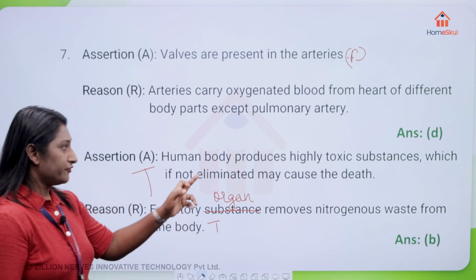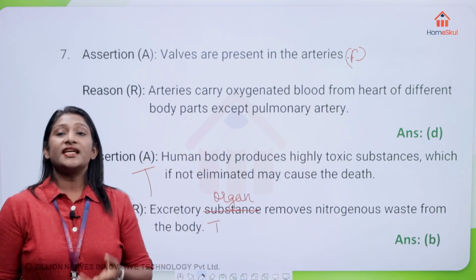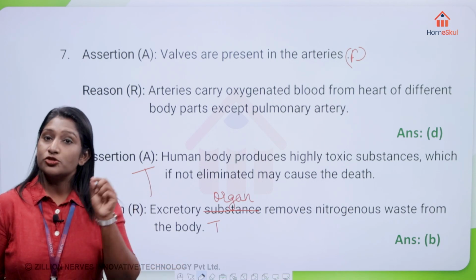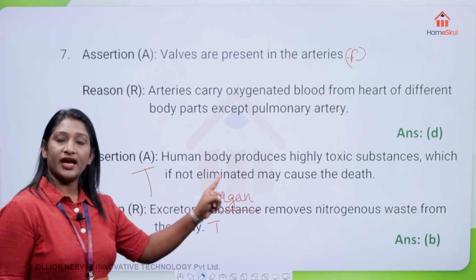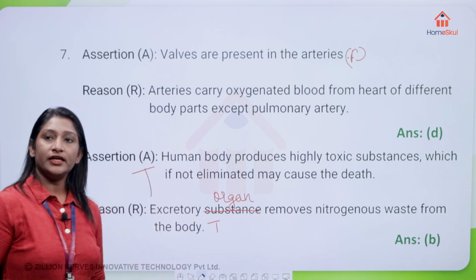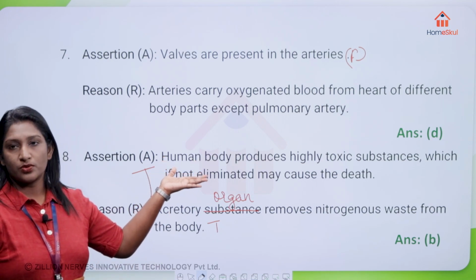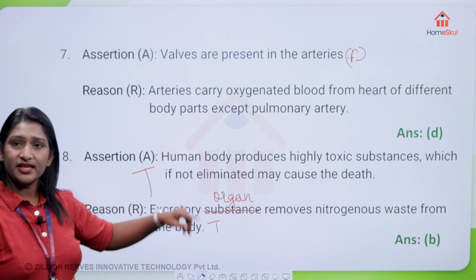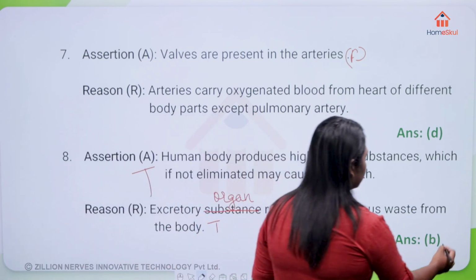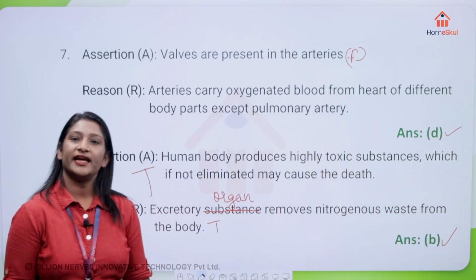See, if the toxic substances accumulate in the body, it may change the concentration of the blood. It may change the blood toxicity so that the organism will die. And if that sentence is the reason, definitely assertion and reason both are true and the reason will be the correct explanation of this one. But definitely it is related to it, but it is not the correct explanation. Okay, so the answer is option B here. This is true.